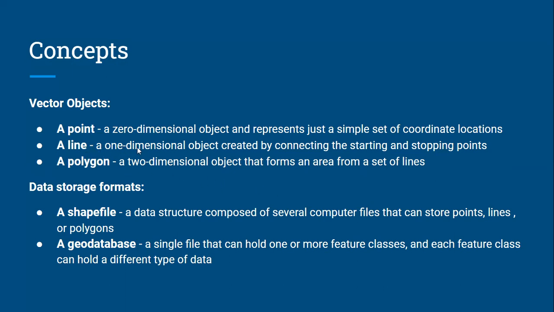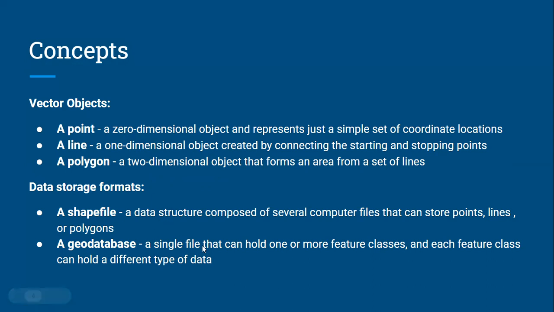A line is usually used to express a road or a sidewalk, and for a point, we have something like a building point and airport locations.